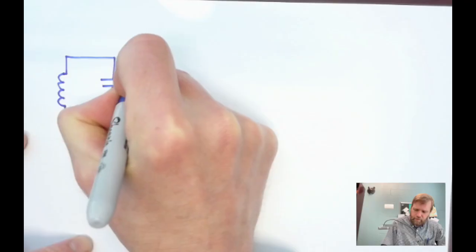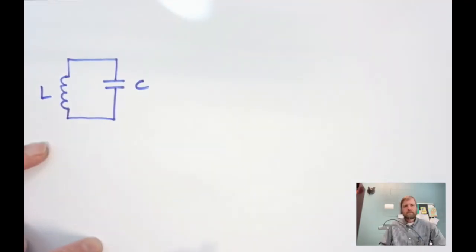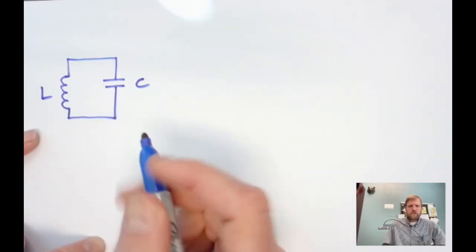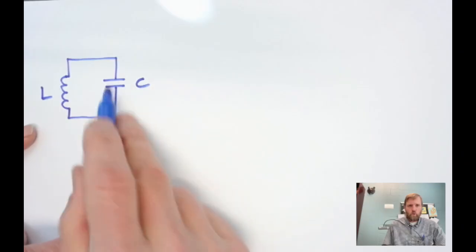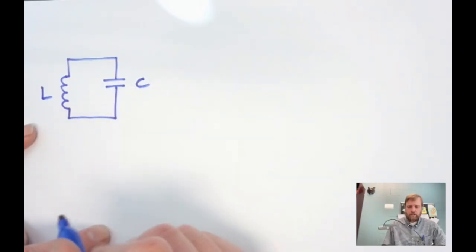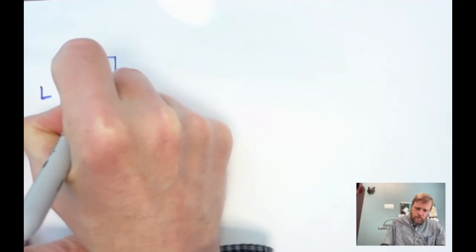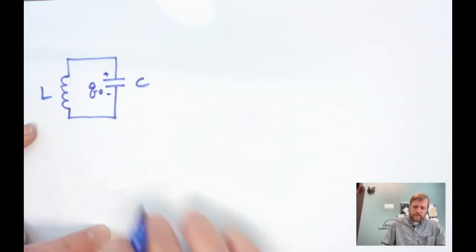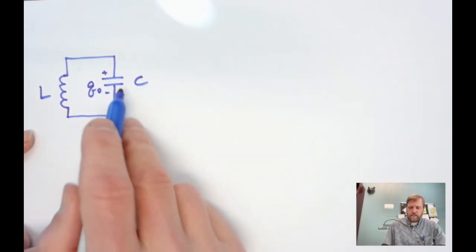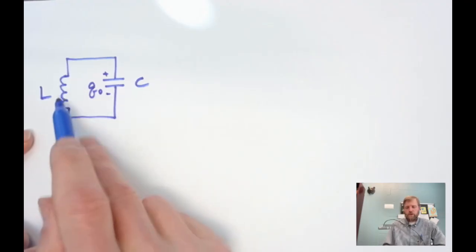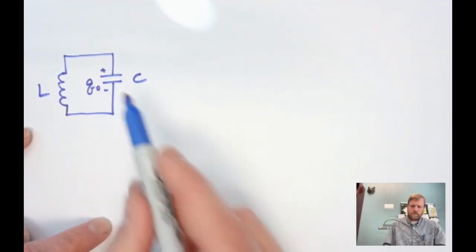So if I have a capacitor C and an inductor L, this would be an LC circuit where, let's say, there's initially some charge stored up in the capacitor. So we've got some Q naught in the capacitor, and all of the energy is initially in the capacitor. That means there's no current moving through the inductor. All the energy's here.